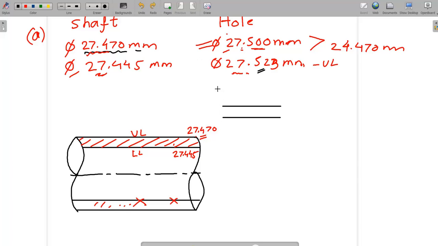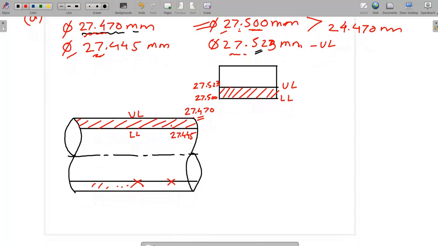Look at this, all these are actually cross sections. Exactly at the middle I have taken the cross section. So don't get confused. This is the tolerance zone. As per that, I'll write it here. This is the lower limit and this is the upper limit. The lower limit was 27.500, and the upper limit 27.523. In a similar way I will draw this.